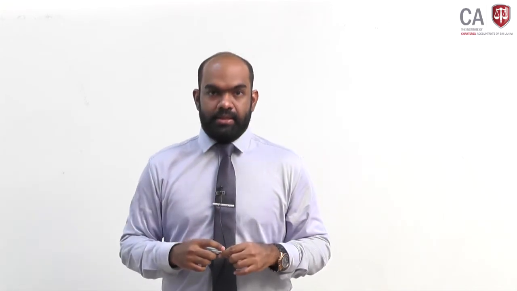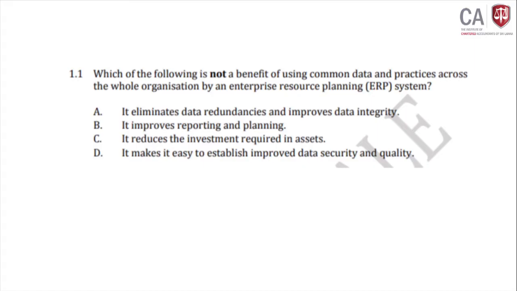Option D, it makes it easy to establish improved data security and quality. If you look at data, because you have common data and practices, security wise you can make it more secure because you have a secure central server. If you use a cloud based server, the security is more. Therefore, option D is also correct.